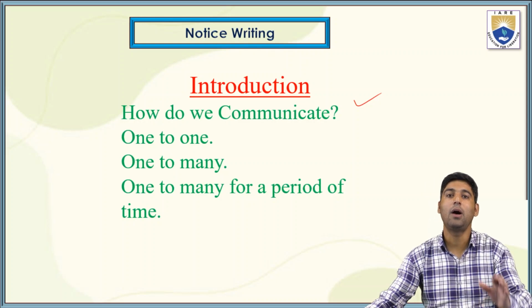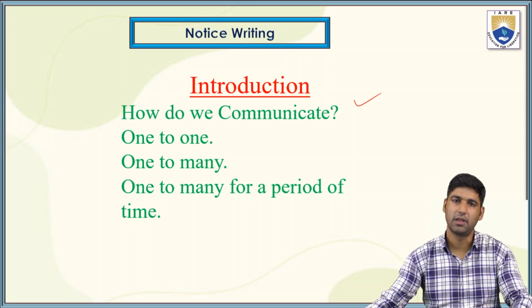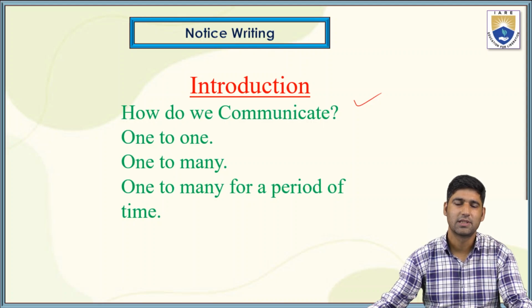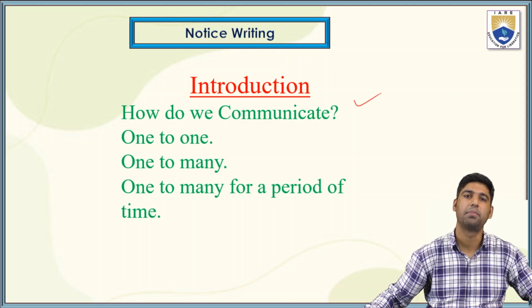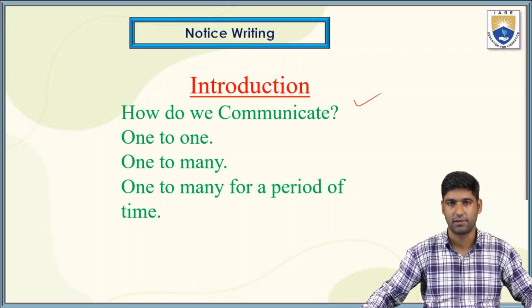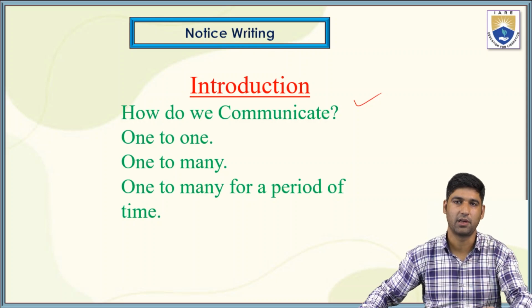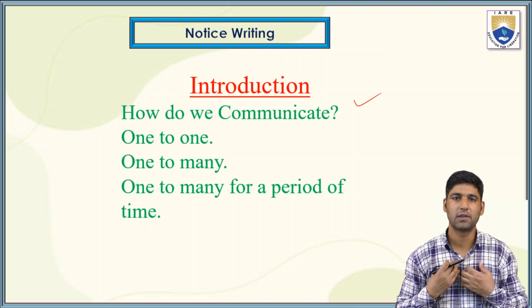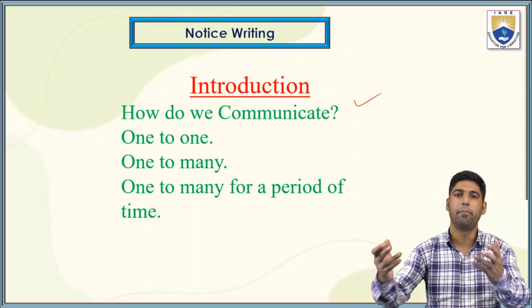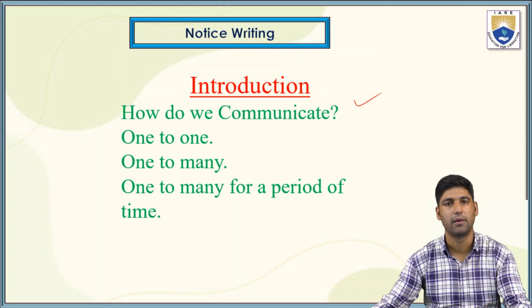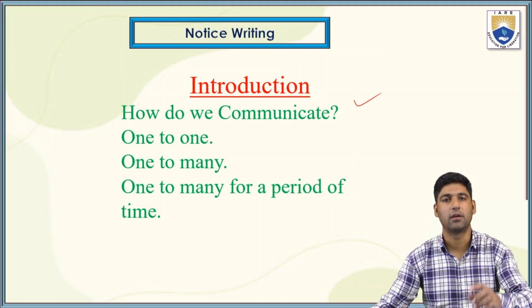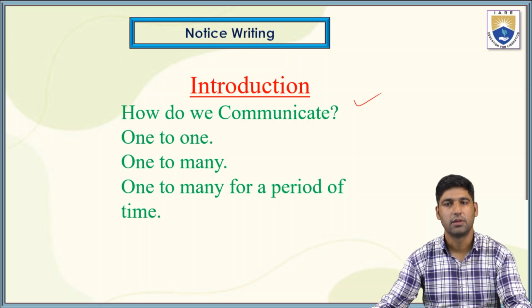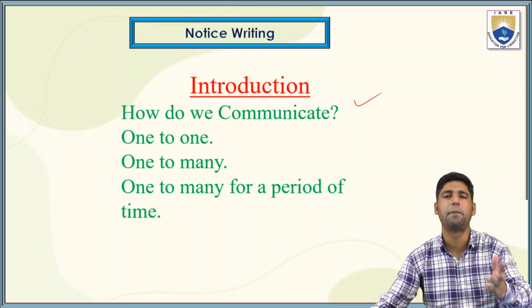Now the question is, how do we communicate? There are different ways. Sometimes we communicate one-to-one, a person communicating with another person. One-to-one communication. Then one-to-many. Right now, I'm a single speaker and you are many students in front of me. So it's one-to-many communication for a period of time. Sometimes for a period of time, we speak to many people.